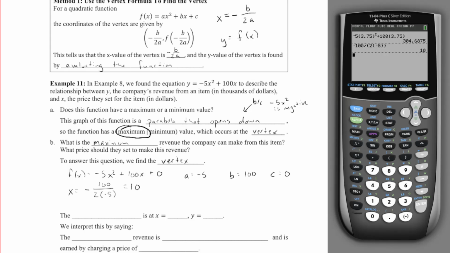So for my vertex, the x-coordinate is 10. The y-coordinate, I'll take f of 10, is negative 5 times 10 squared plus 100 times 10. We get 500.